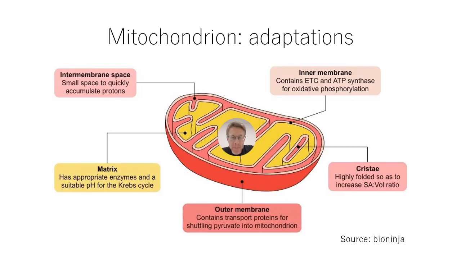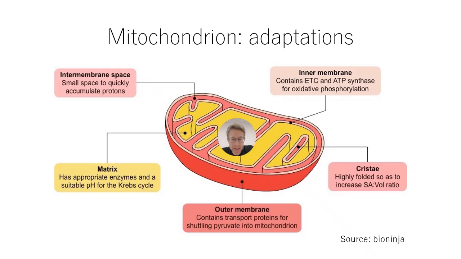So here is a summary of all those various structures that you should be aware of. The inner membrane there is folded into cristae. So if you look on the cristae box there, it says it increases the surface area to volume ratio. It means we get more surface area per unit volume for the oxidative phosphorylation portion of cell respiration to occur.